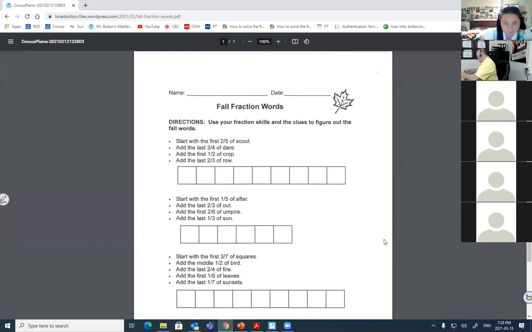Got the first word. Hang on. Try to do the second and third word. We'll wait till everybody gets them.